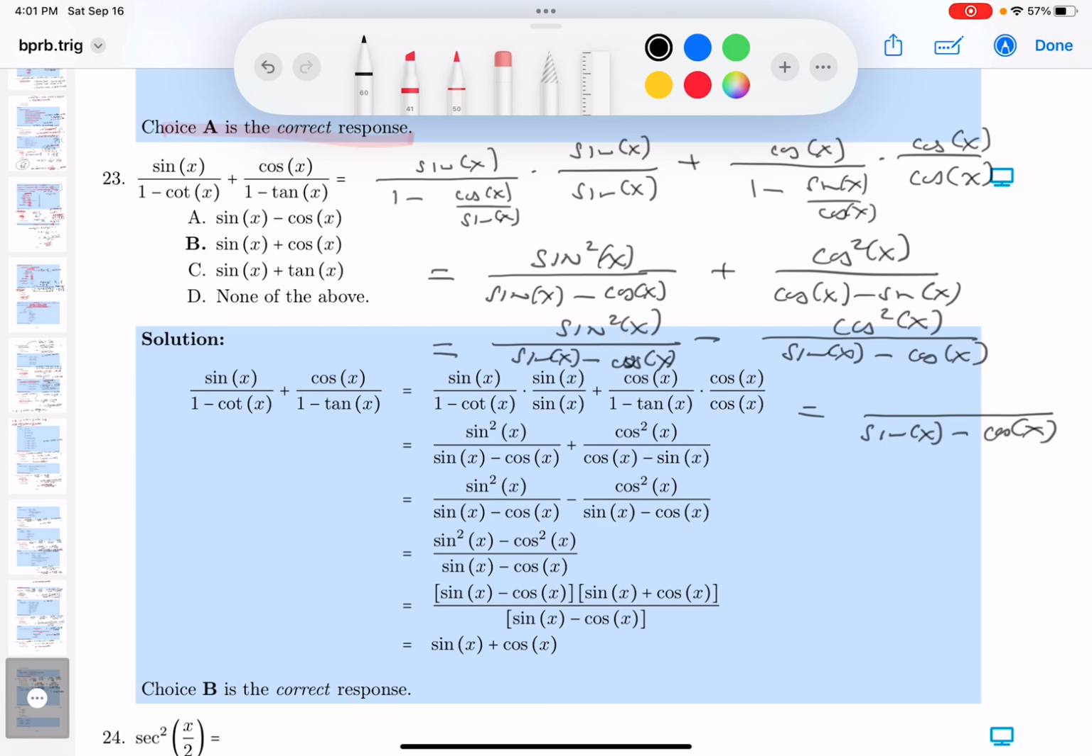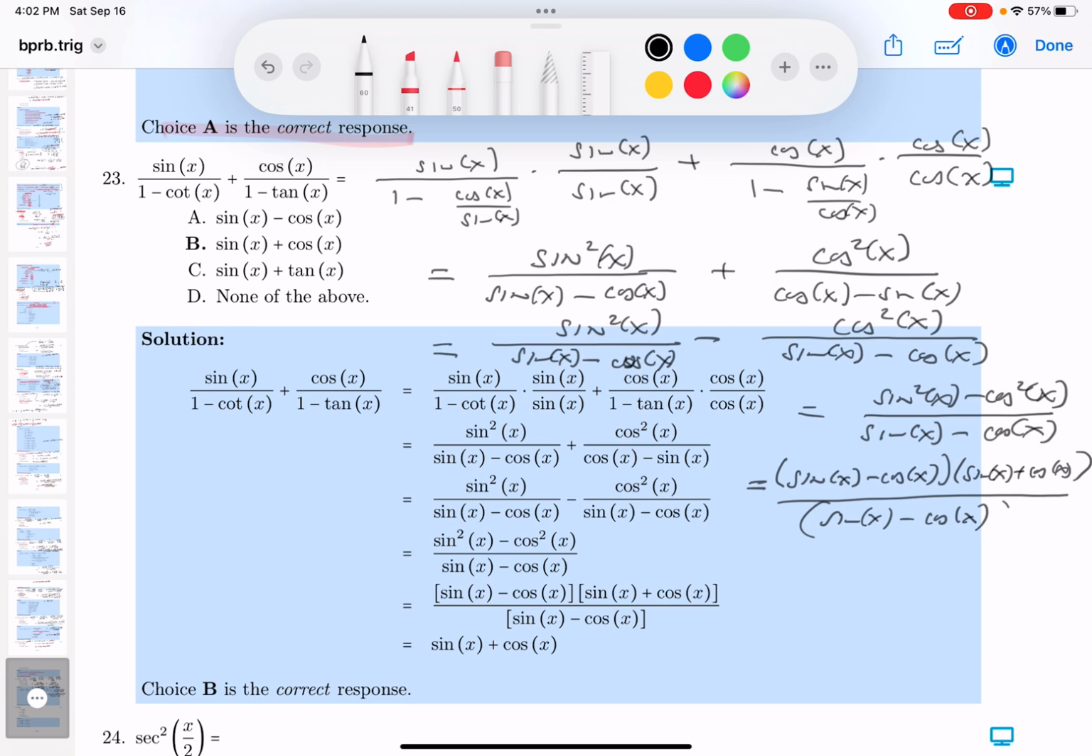On top, what do you get? Sine squared minus cosine squared. All right? So, I'm looking at the key, and I don't see that either. So I'm going to factor it now. So what do you get over there? Let's put this down. You're going to get sine x minus cosine x and sine x plus cosine x all over sine x minus cosine x.